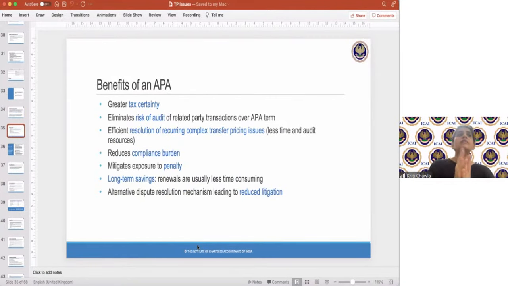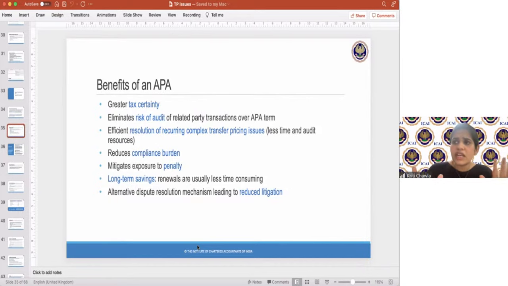The thing is that there are many benefits of APA. The first one that is easily predictable is that there is no litigation. There is going to be certainty. So the taxpayers know that they will be dealing at this particular percentage, and the tax authorities know that they will be dealing at this particular percentage. There will be a reduced compliance burden. There will be long-term savings because there will be no litigation. The compliance burden will also not be more, etc. Then this is the best for complex transfer pricing issues. So you know that time will be saved, and there will be no risk of audits, etc. over the term of the APA. So that is basically called an advance pricing agreement.